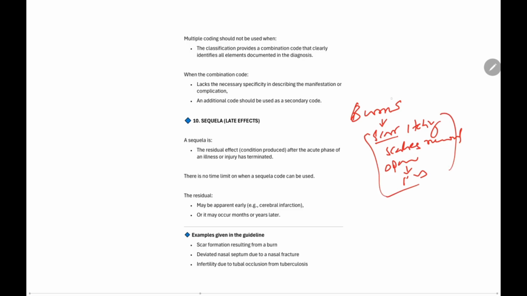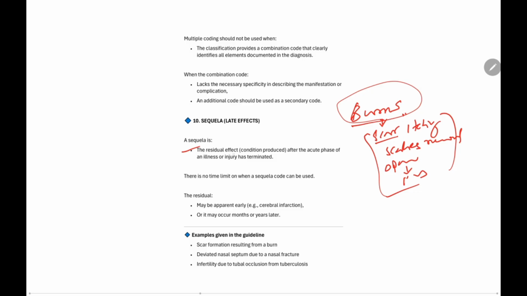Let's say somebody has burns in the hand, and that got a scar, and that scar is itching, showing scales, removal of scales over the scar, and it is continuously creating problems. It is going like an open wound and it is going into pus. So these are late effects of the main underlying cause, which is burns.